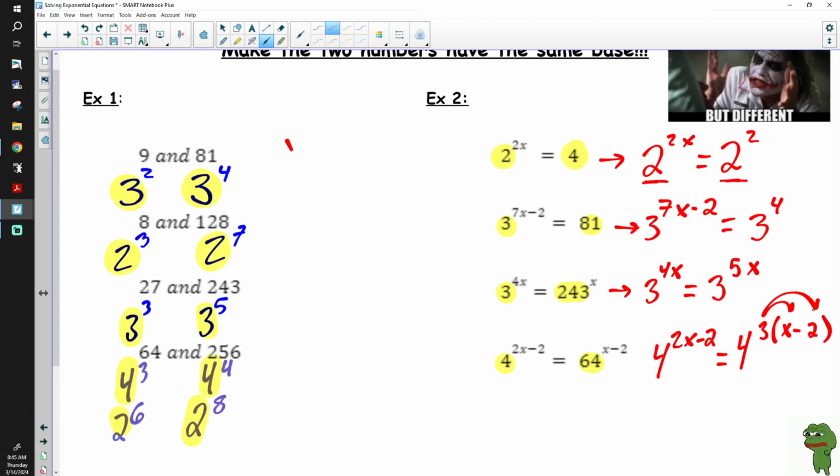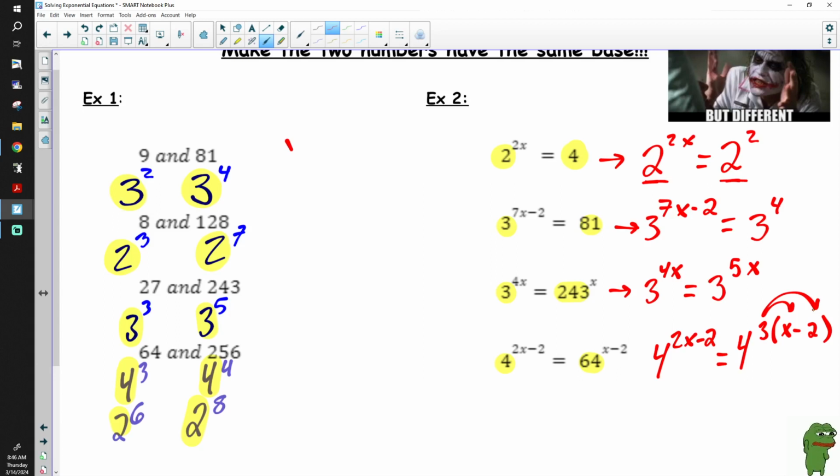Now, is that the only way to do that one? What other base could you rewrite both of them as? You could do 2. Right? I could rewrite this as 2 to the 2nd and multiply. And I could rewrite 64 as 2 to the 6th and multiply. So there's more than one way I could even do that one. Now 4 is the better choice, less work. But that's the idea here. That's what we're trying to do.